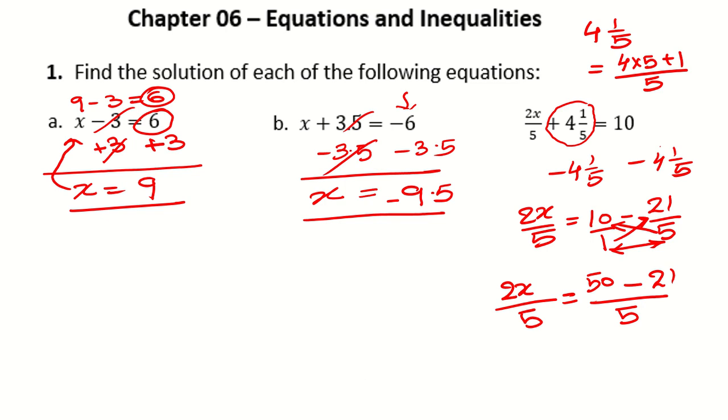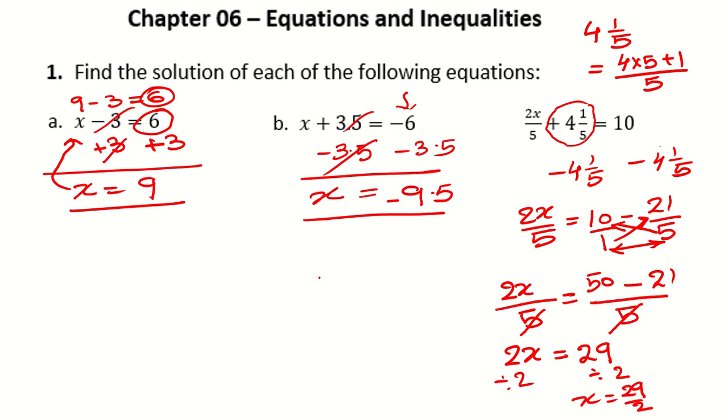Now you see here both places have 5 down, here also and here also. So they will be cancelled out. So what are you getting? 2x is equal to 50 minus 21. I think it will be 29 if I am not wrong. So divide both sides by 2. So x will be equal to 29 by 2.